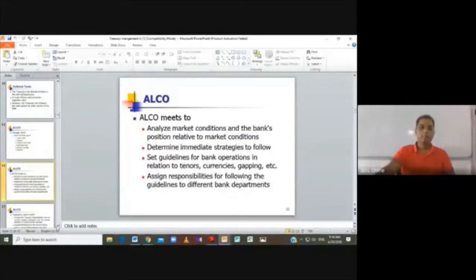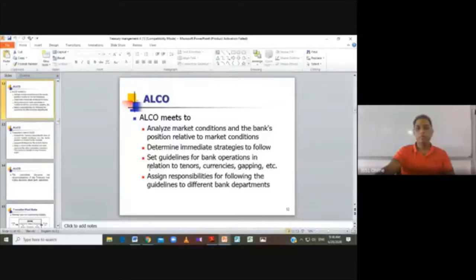So, like I said, what does ALCO need to do? ALCO needs to analyze market conditions and the bank's position relative to market conditions, determine immediate steps to follow, set guidelines for bank operation in terms of tenors, currencies, capping, assign responsibility for the following guidelines to different bank departments. So basically, what does ALCO do? If somebody can very simply tell me what does ALCO do?